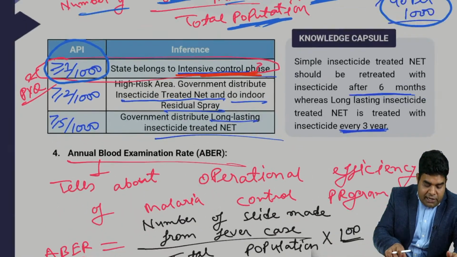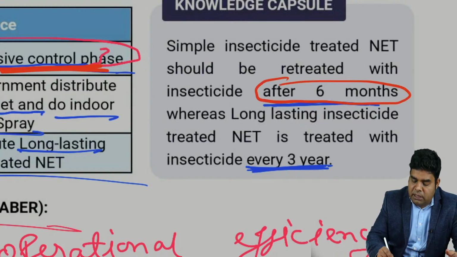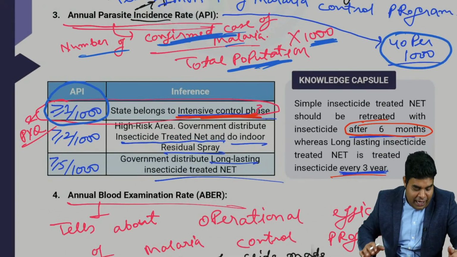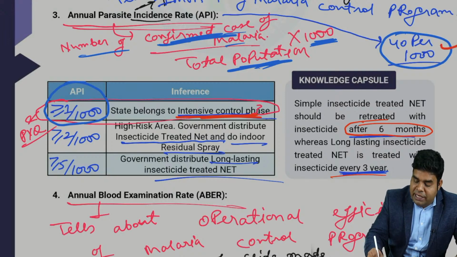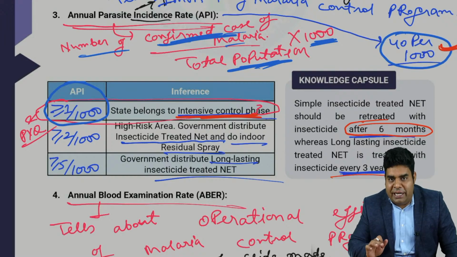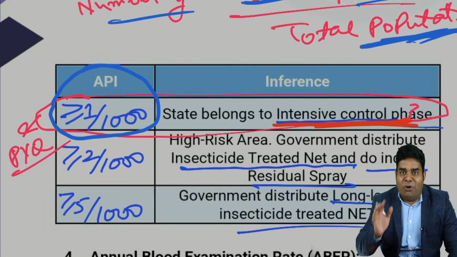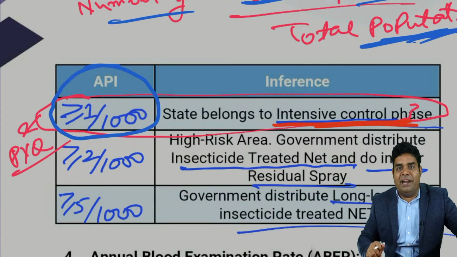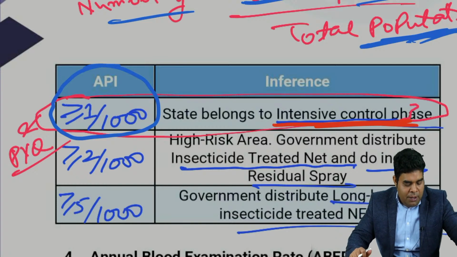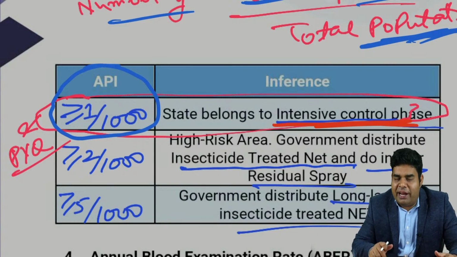And there are 2 types of insecticide treated net, long lasting and normal. Normal are those who need retreatment after 6 months. Long lasting need retreatment every 3 years. So if Rekha is suppose telling us that there are 40 cases per 1,000, is she reporting too much, or is it a genuine data? Because if it is 40 cases per 1,000, on 1 case we say intensive control phase. On 40 cases, Government of India will shift the headquarter of malaria from Delhi to Patna. So is it correct data 40 or over exaggerated data?